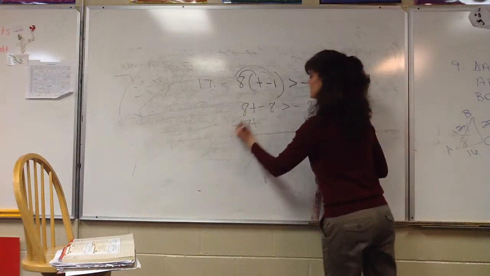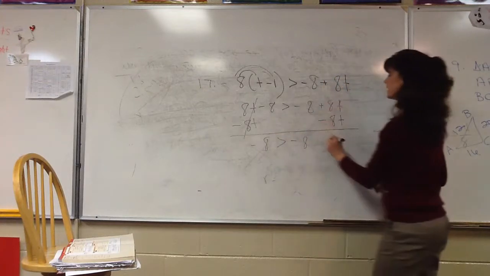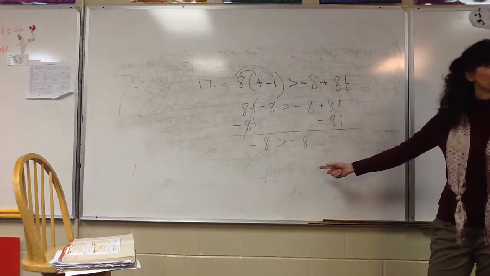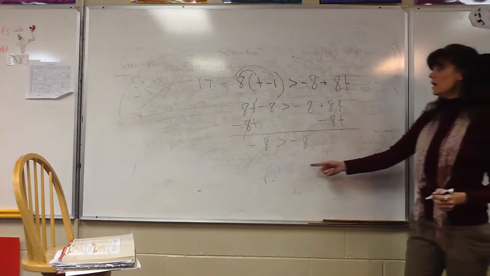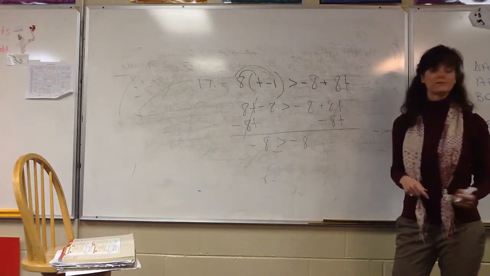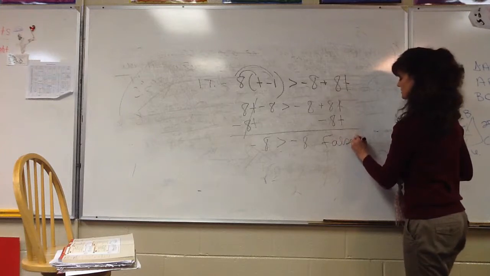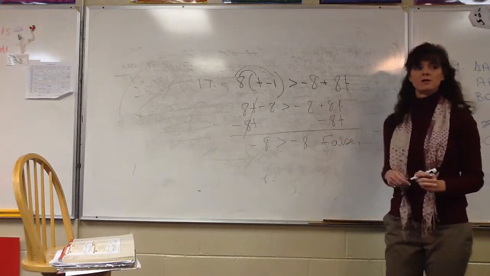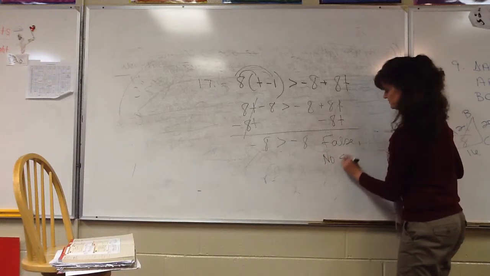The t's cancel. Negative 8 is greater than negative 8. True? False. Because it has to be greater than or equal to. What if we had a line here? Would that be true? Yes, but we don't. So therefore, it's false, which means I have what? No solution.